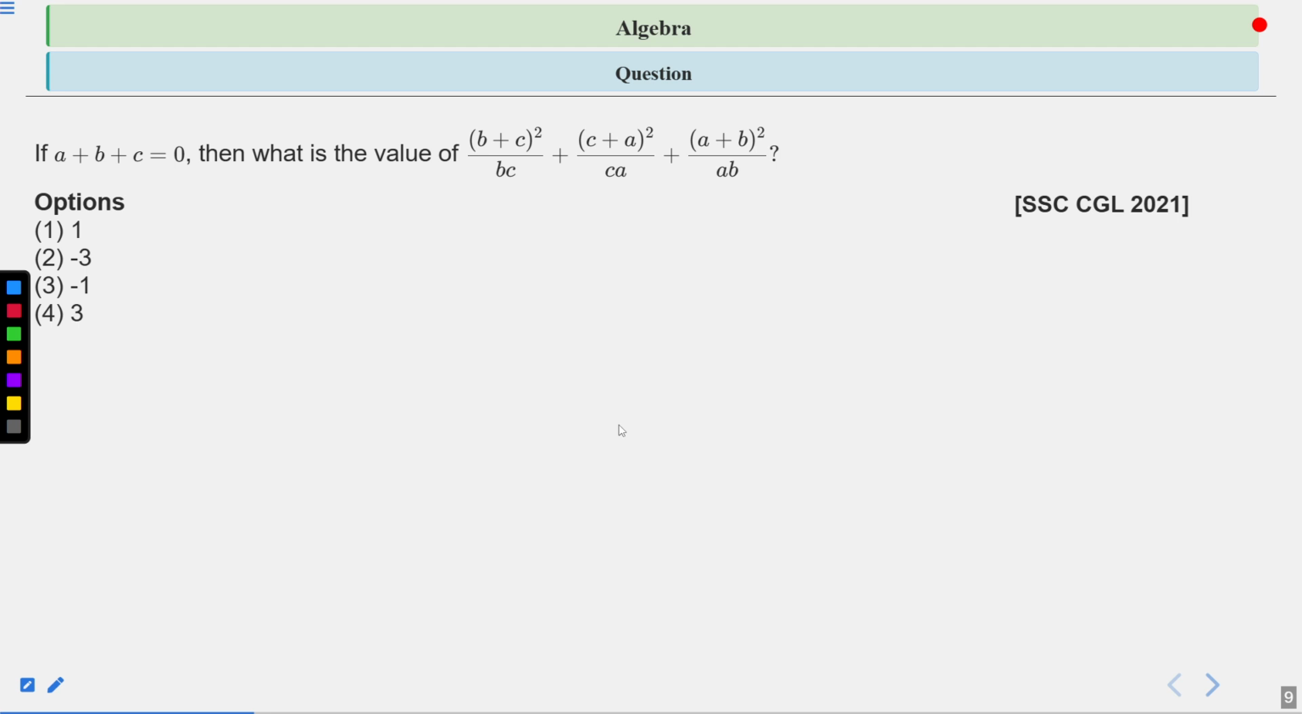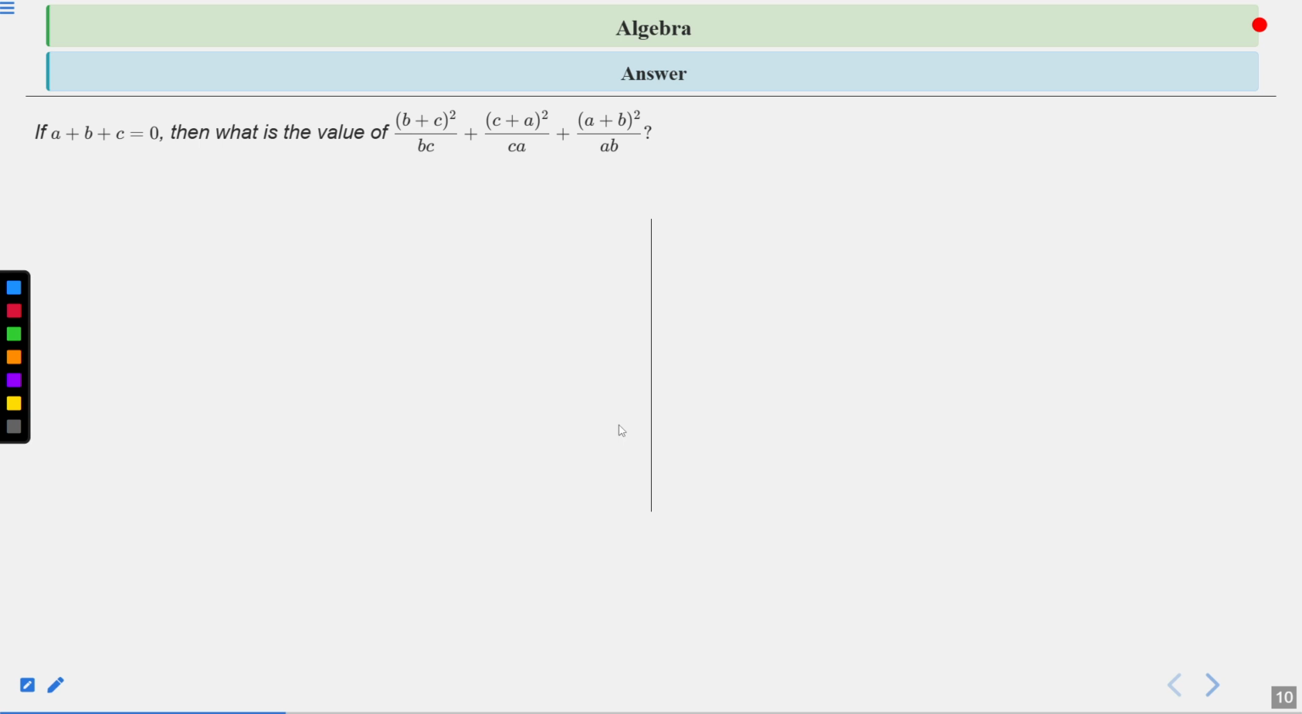So there are four options. First one is 1, second is minus 3, third one is minus 1, and fourth one is 3. Now you have 10 seconds to analyze the question. Your time starts now. Now time's up. Let's see the solution of this question.